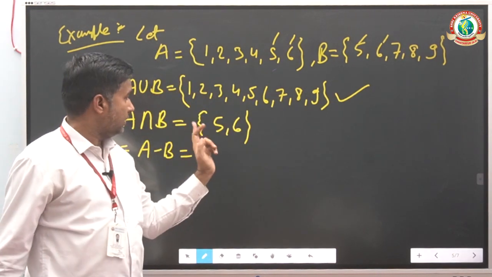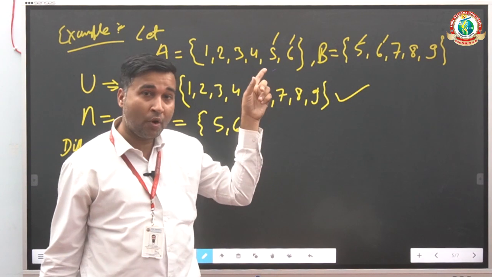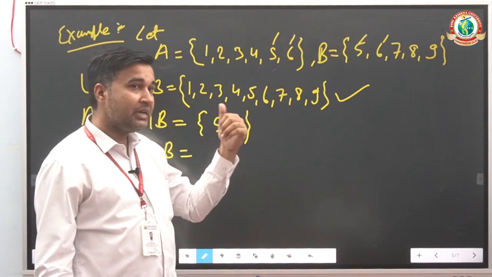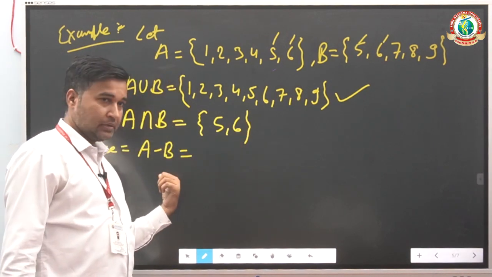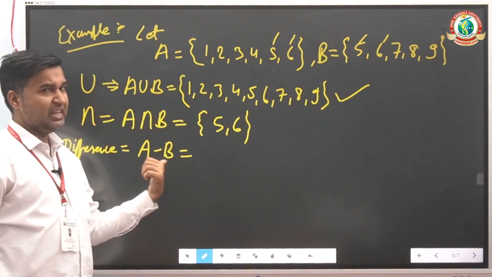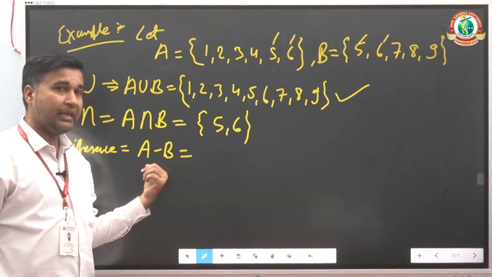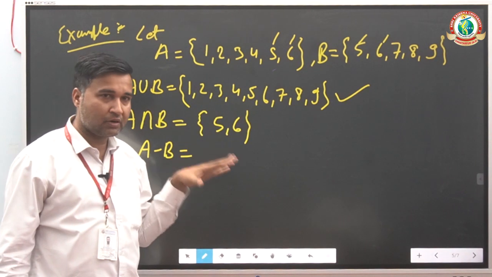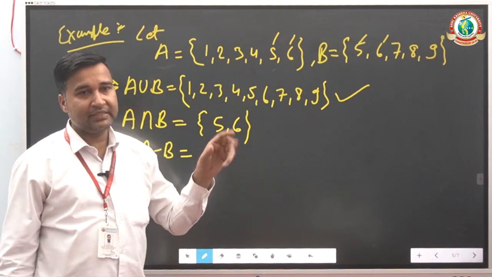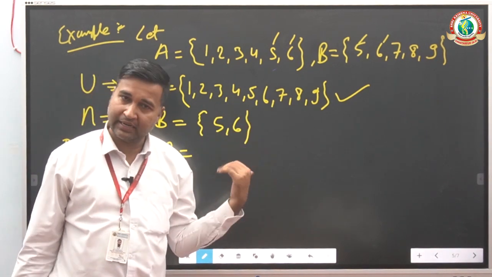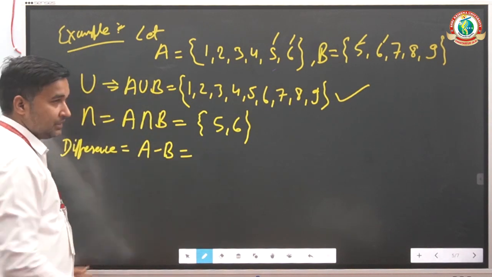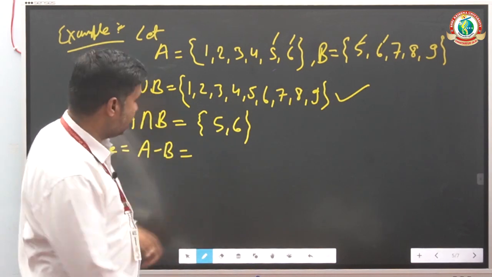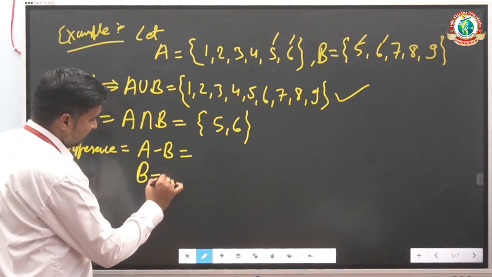In intersection we take common elements, but in difference of sets we take only the elements which come from the first set. If A minus B, then we take only A elements which are not present in B, and those elements which are common in A and B cancel out and we cannot take them here. So there is also a change in A minus B or B minus A.